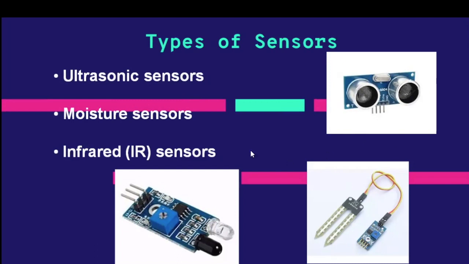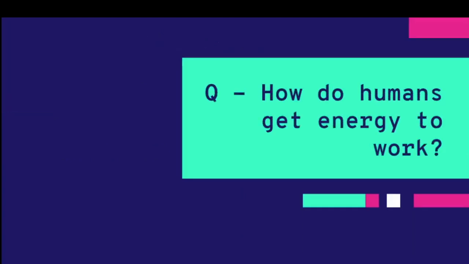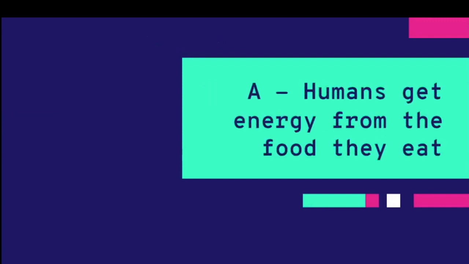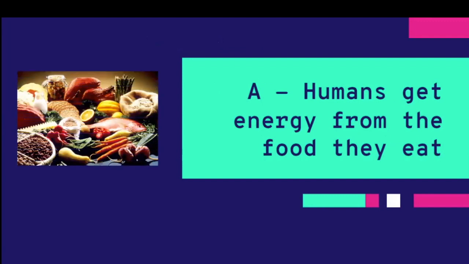So these are the three main types of sensors that we are going to study in our course, and we'll be using these sensors to do lots of projects in our course. And the last question is, how do humans get energy to work? Right. Now, humans get energy to work from the food they eat, right? So we get the energy to work from the food that we eat.